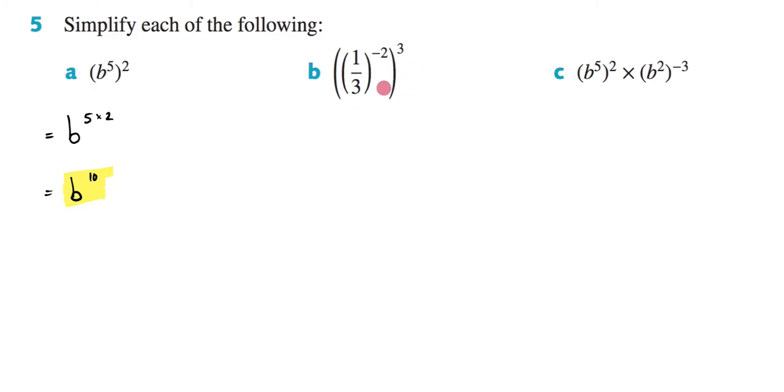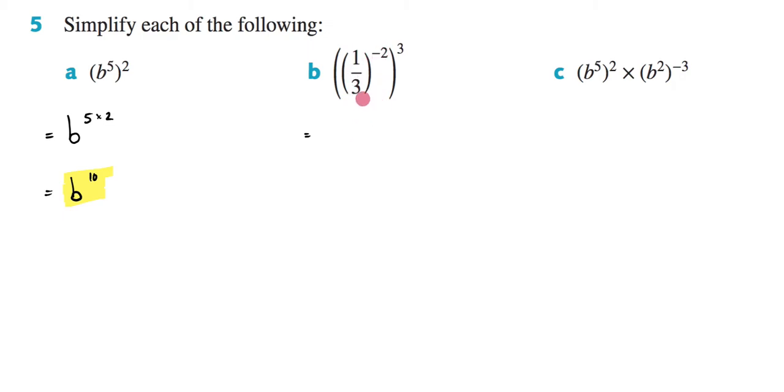Now, there's actually more than one way to solve B. So what you could do is either first make this reciprocal, and then you could multiply these indices, or you could multiply these indices, then make this a reciprocal. I'm going to make a reciprocal first. So what I mean by that is because I have this negative index here, I need to make this reciprocal so that I no longer have this as a negative.